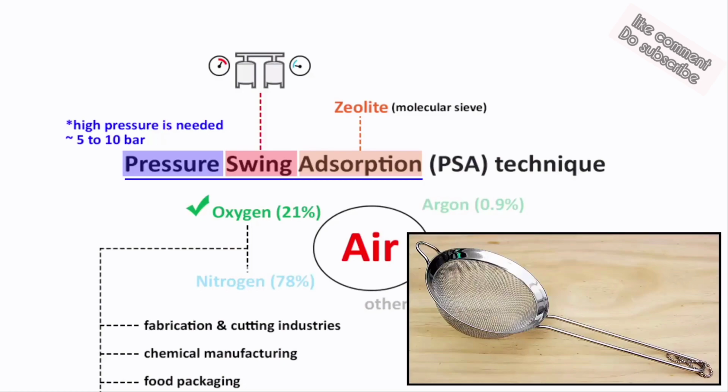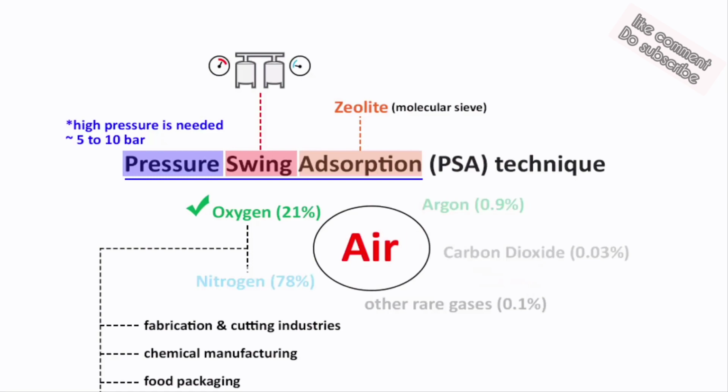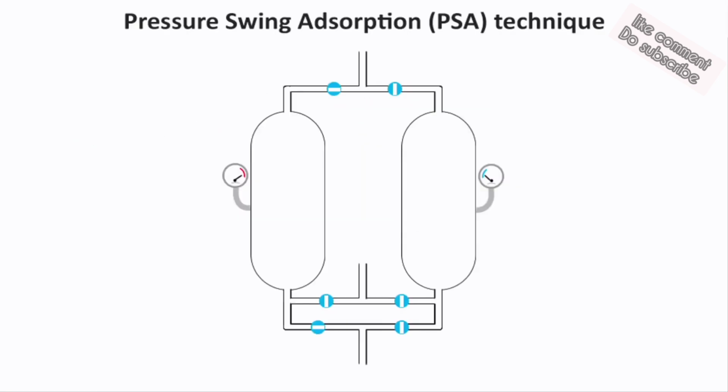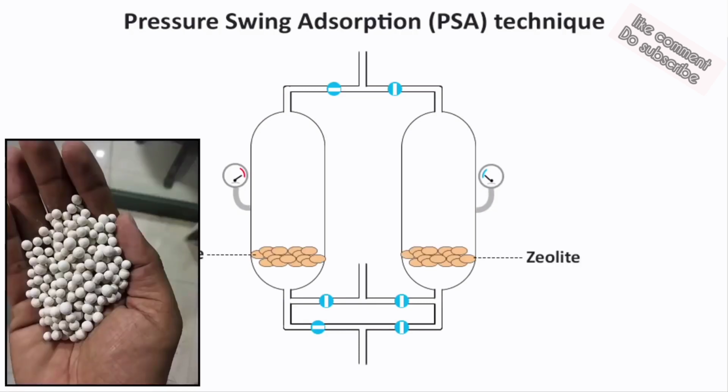You must have seen a sieve in your kitchen. It is used to separate unwanted materials. In a similar sense, zeolite separates materials at the molecular level. Now let's see how PSA technology works. As I've mentioned, you need 2 pressurized tanks or vessels. At the bed level of these 2 tanks, zeolite pellets are placed. As I've said, it will act as an adsorbent.